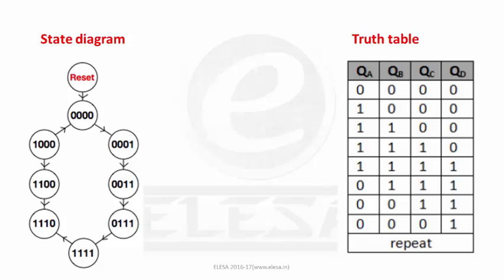Now the state diagram. Here we see that the truth table is initialized from 0000. Then we see 8 different states in this counter, because we have used 4 D flip-flops here, and the reset circuitry will set it to 0000. After that it moves to 0001, then 0011, and this will continue till it gets again to 0000.